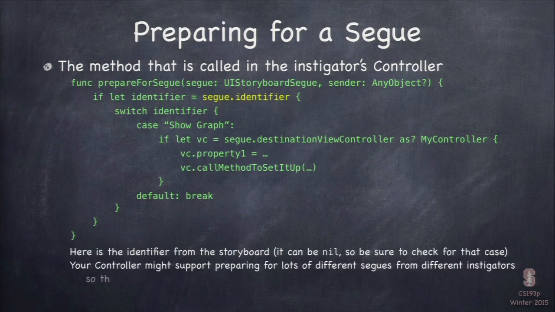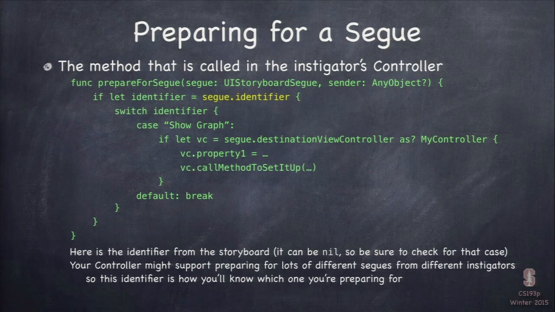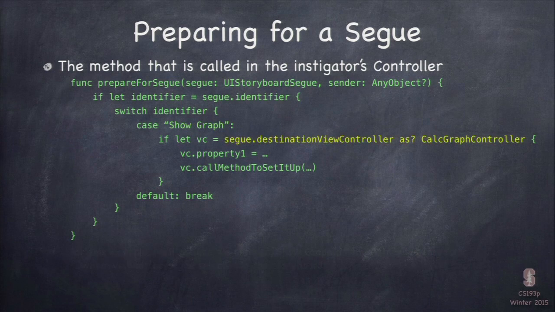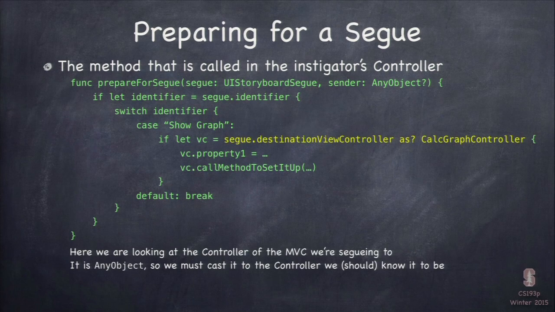So we're going to look at that segue identifier. It's just a property, segue.identifier. It could be nil, because you might not have set it, and so you want to check if it's nil here. So here I'm doing if let to check if that thing's nil. Then I'm just going to switch on it, okay? And I'm going to look for show graph. And once I know that I'm preparing for show graph, then I can say, okay, give me the graphing calculator MVC that you just made.